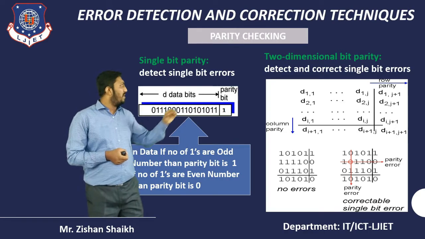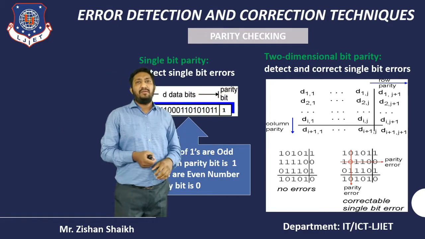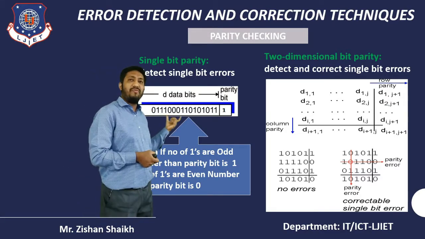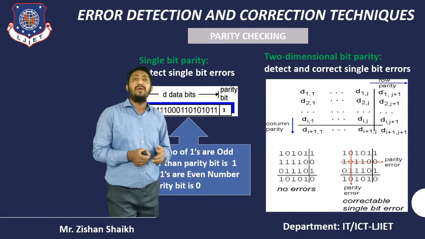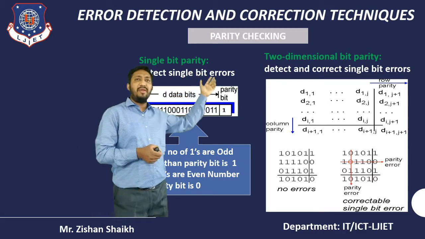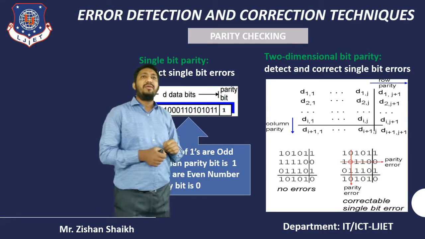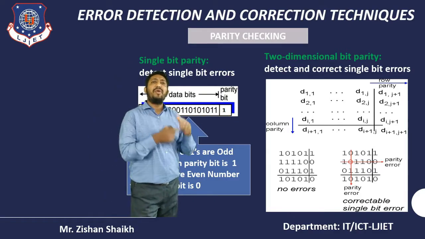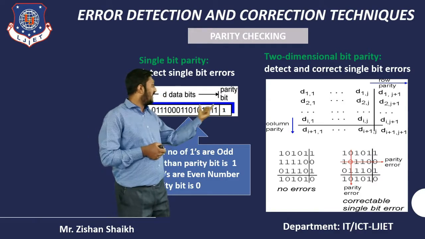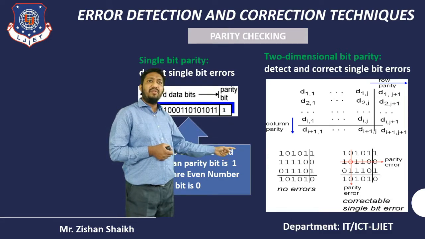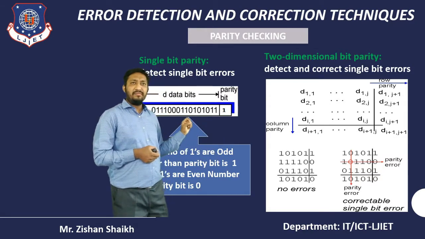Now we are moving to the two-dimensional bit parity. With single bit parity, we can only send a single flow of data. But if we want to send a number of data items as a chunk, then the two-dimensional parity method is used. It is very common and works on the basis of rows and columns. We arrange the data in rows and columns. Here we can see that we have three rows and 5 columns of data.